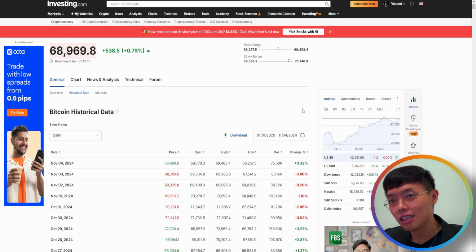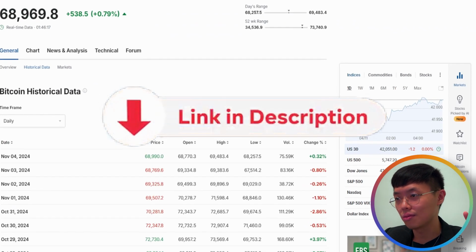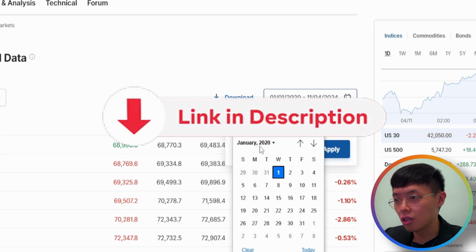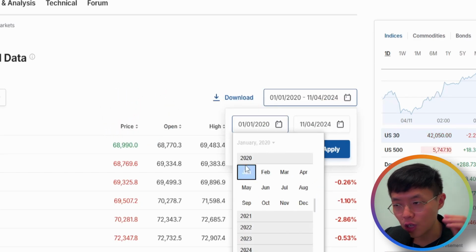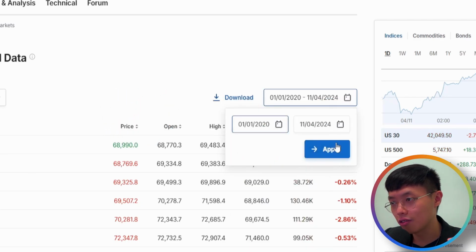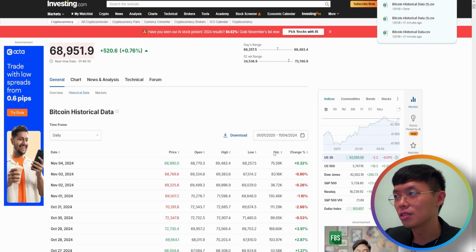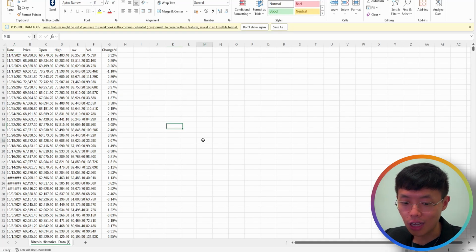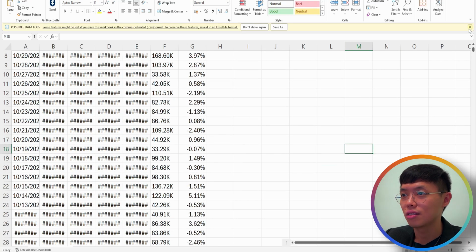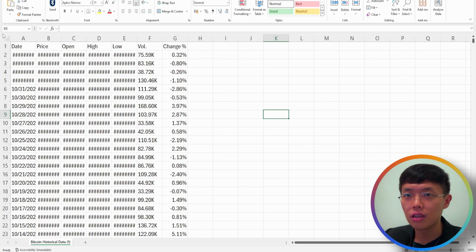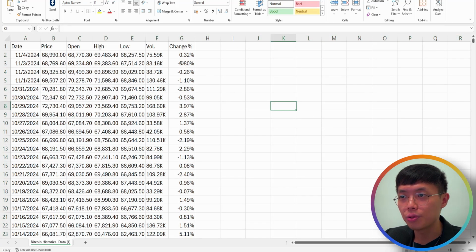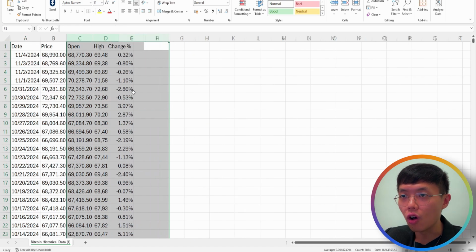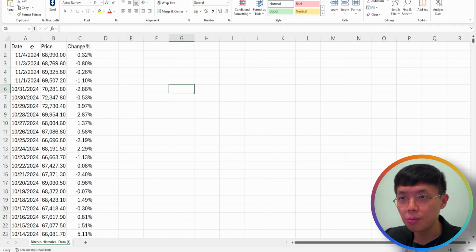Link in the description below, investing.com, where we can select and download some data. We're gonna click here 2022. Let's select as much data as possible, from January 1st, apply, and press download. After we press download, we're gonna open it up and start doing some backtests. Let's zoom everything up. We're gonna remove some unwanted columns, so we're left with date, price, and price change.